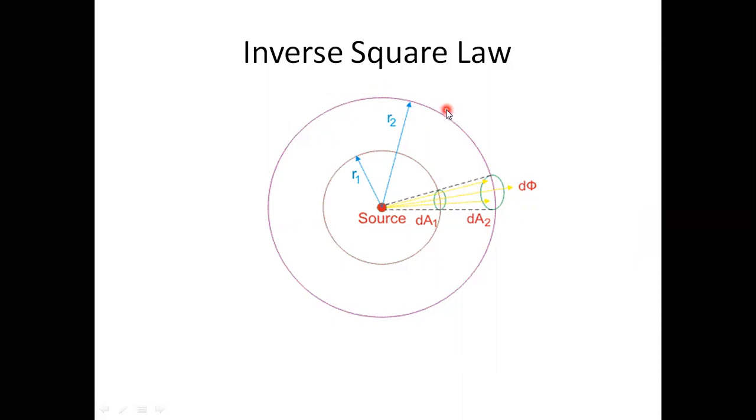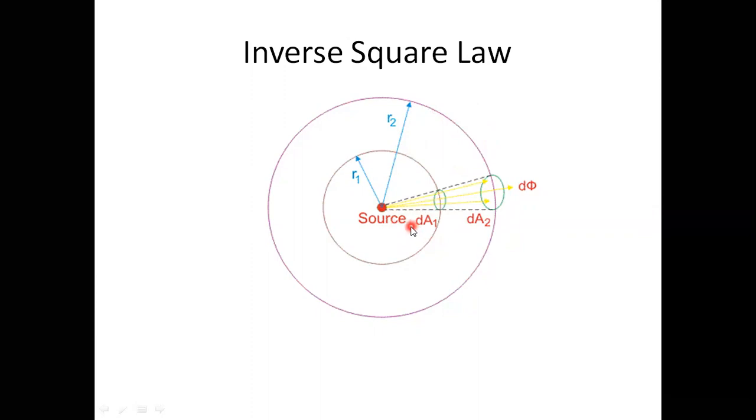What is the inverse square law? The inverse square law says that the illumination or illuminance, called E, is directly proportional to I and inversely proportional to the distance squared. This is the main thing. So illuminance is inversely proportional to the distance squared. From this picture and equation, we'll try to show how it comes.